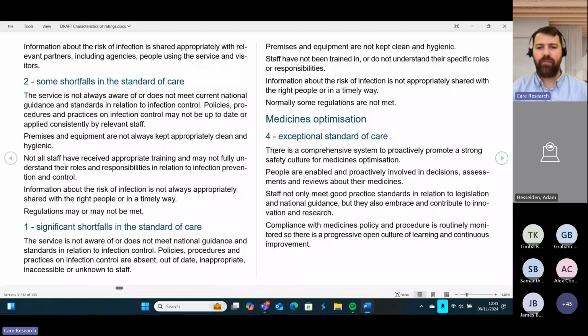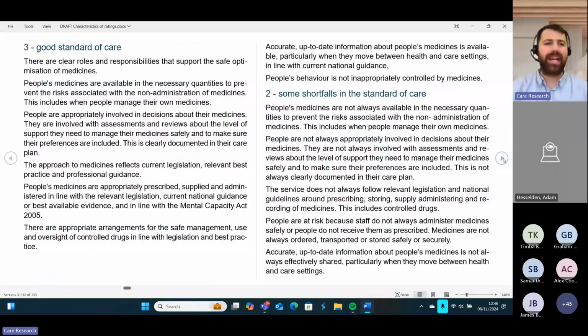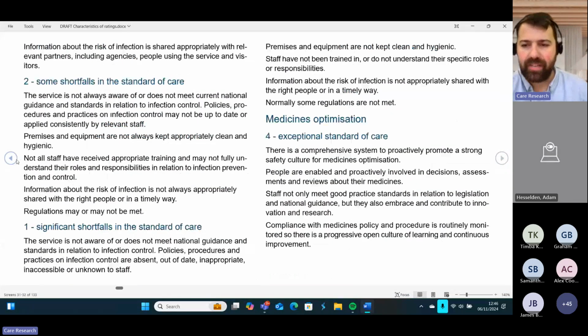Medicines optimization. So 4, comprehensive system to proactively promote a strong safety culture for medicines. People are enabled and proactively involved in decisions. Staff not only meet good practice standards in relation to legislation, they also embrace and contribute to innovation. Compliance with medicines policy and procedure is routinely monitored. So if I was to break that down into a few areas, what do you have here?